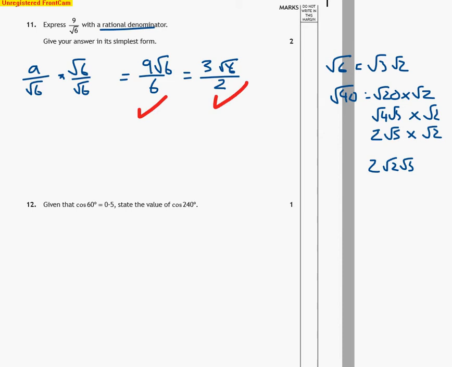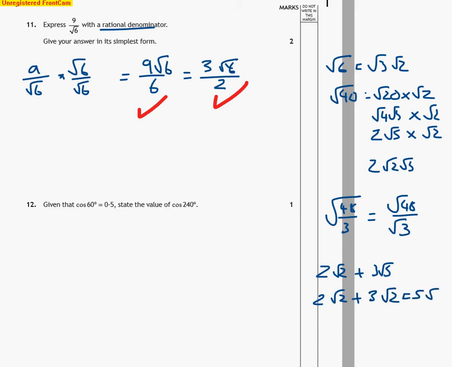The other surd rule to remember would be, say you had root 48 divided by 3. That's the same as root 48 divided by root 3. Another good one to remember. And one more: if we need to add surds, if we've got 2 root 2 plus 3 root 5, we can't add them. But if we've got 2 root 2 plus 3 root 2, that's going to give us 5 root 2. 2 of something plus 3 of something is obviously 5 of something. So don't forget that.